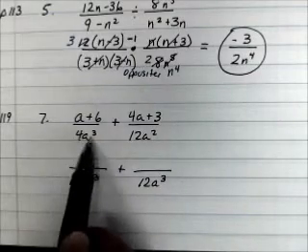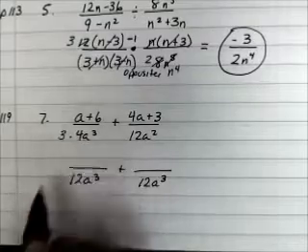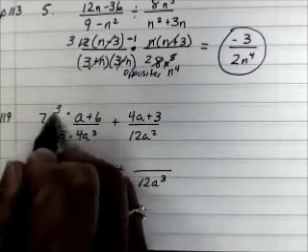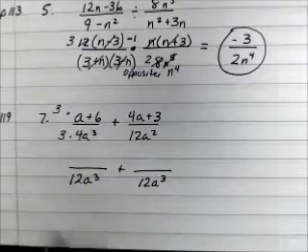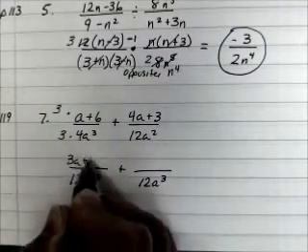Okay, so take 4a to the 3rd. What do we need to multiply by to get 12a to the 3rd? Multiply by 3. Do the same to the numerator. Make sure you distribute. So we have 3a plus 18.